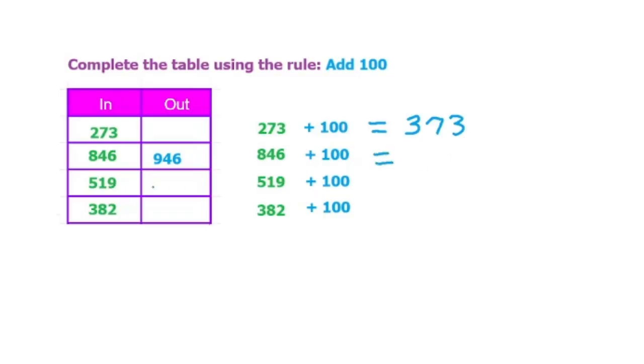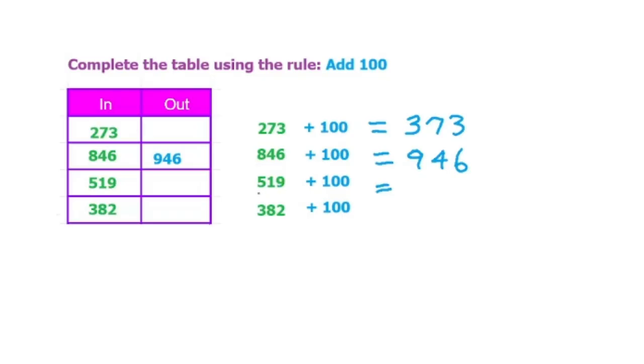They gave us the answer for this one, 946. So if we add 100 to 846, we get 946. Again, we just add a 1 to the hundreds digit. The hundreds digit here is 8. So 8 plus 1 becomes 9.